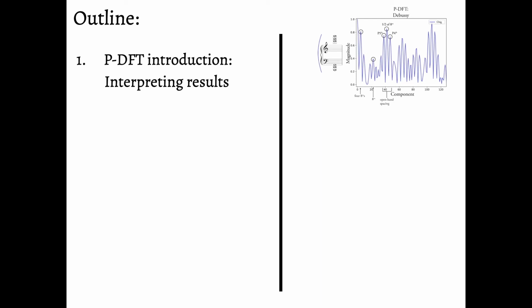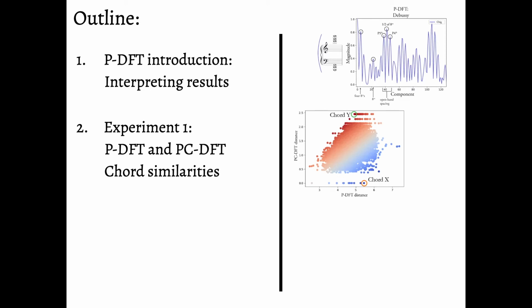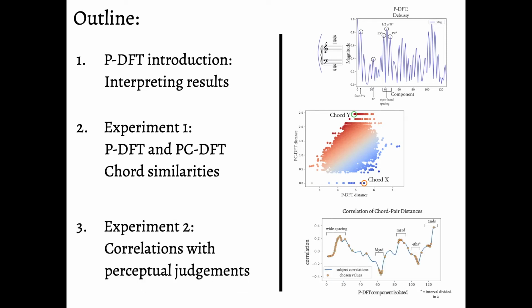So the rest of our talk will have 3 short parts. Firstly, we'll talk a bit more about what the PDFT is, how it's calculated, and how to make sense of the results. And then we'll go through 2 short computational experiments. In the first one, we'll look at how our PDFT differs from the pitch class or chroma DFT, or chord quality, on assessing which chords are similar or different. And in the second one, my co-author Matt will talk about how some specific PDFT components correlate with previous perceptual judgments made by musically trained listeners.